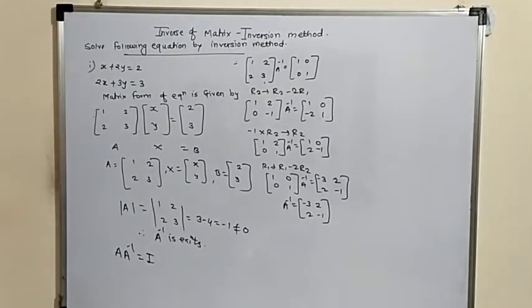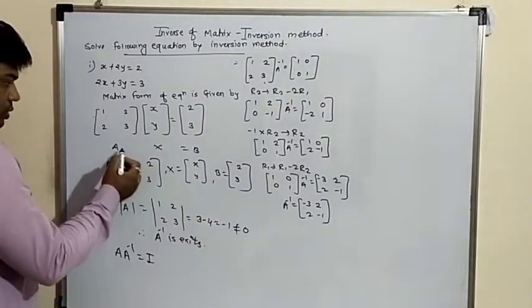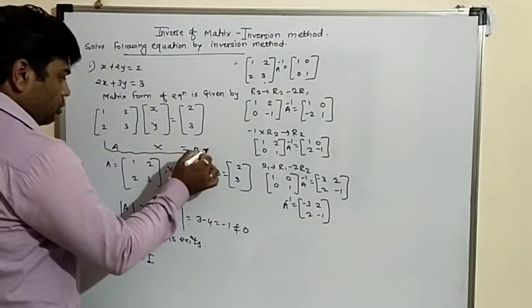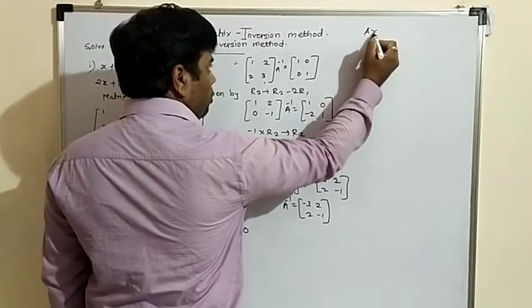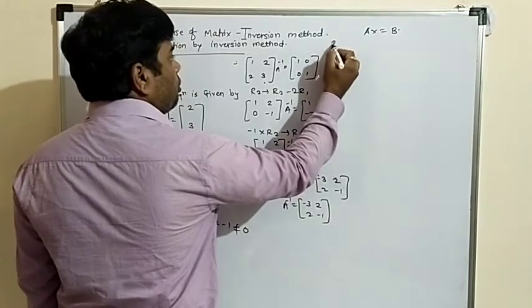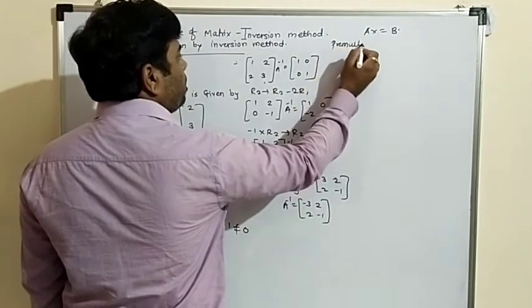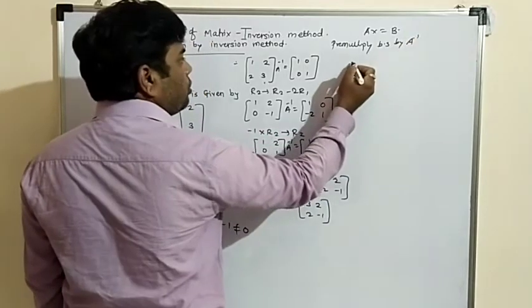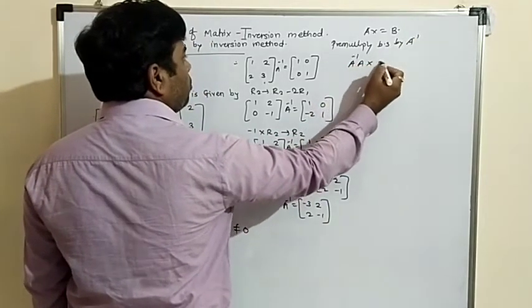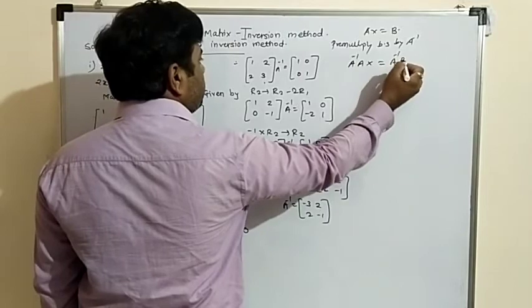Now we have to find the values of x and y. We have the equation AX is equal to B. We have to pre-multiply both sides by A inverse. So A inverse A into X is equal to A inverse into B.